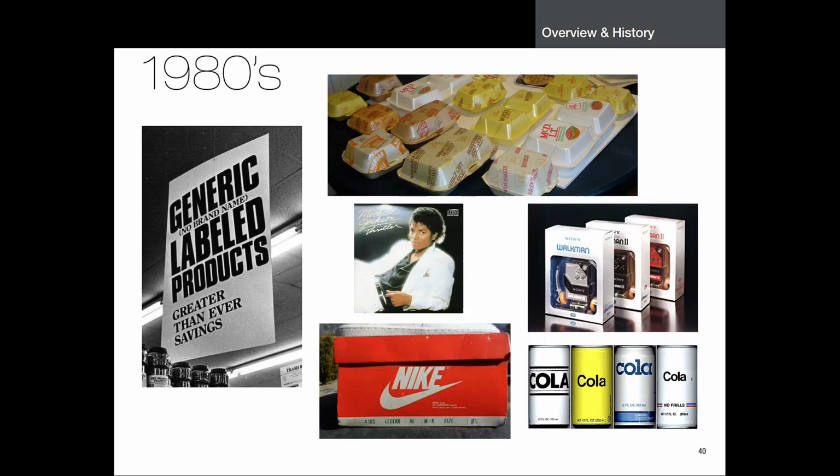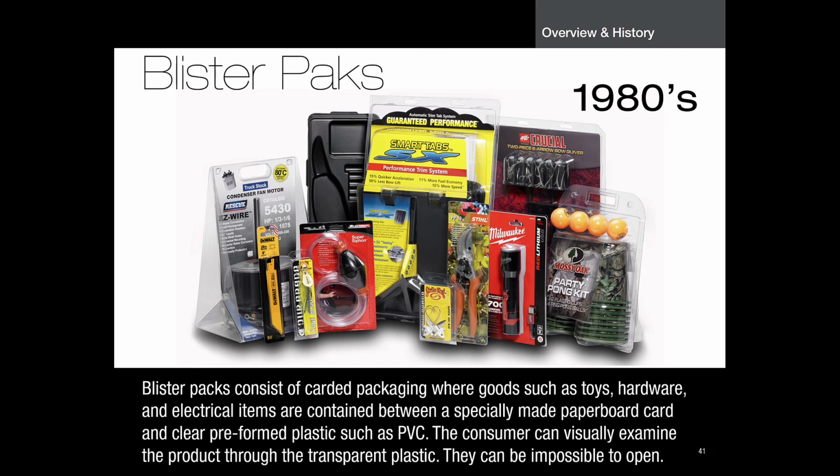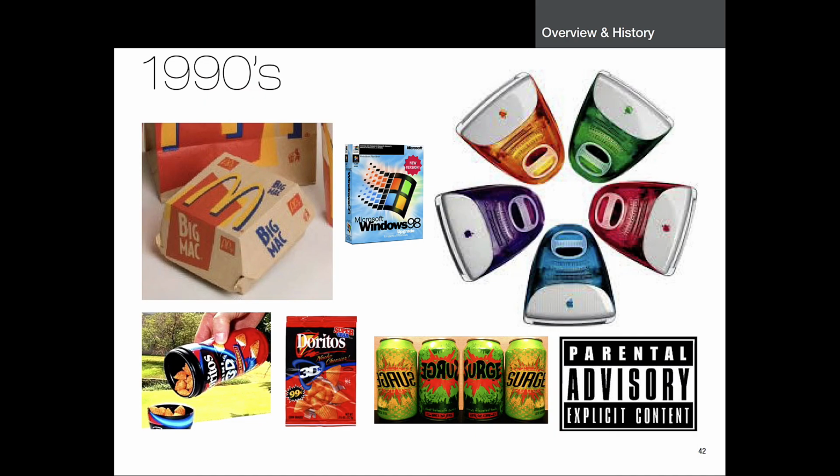Here you can see more of those polystyrene containers as we get into the 80s. There you can see with the Walkman too, this was the advent of the blister pack. Those are those really hard plastic containers. Usually it's got a cardboard backing on them. They are nearly impossible to open, but they offer extreme protection, and allow you to see the actual product in there. And so those were really introduced in the 1980s.